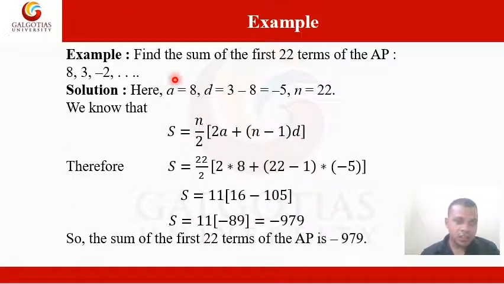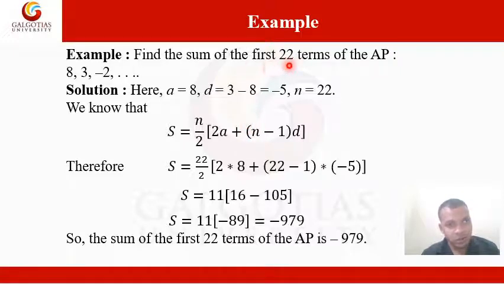Let us discuss some examples to solve arithmetic progression and the series. My question is, find the sum of first 22 terms of an AP. What is the sum of n terms of an AP? So Sn is going to be n by 2, 2a plus n minus 1 into d, where d is the common difference and a is your first term, and n means how many terms you want to get.